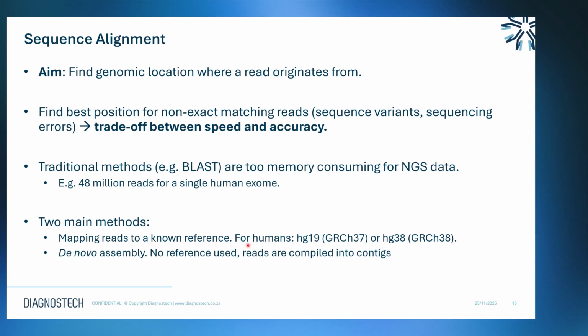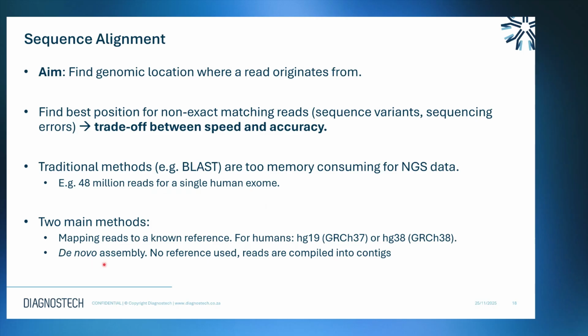And this would obviously be for humans, using HG19 or HG38. We do a run and we map to the human reference, since we know our samples are from a human. Obviously, if it's from a mouse or another organism with a reference, we would use that corresponding reference.